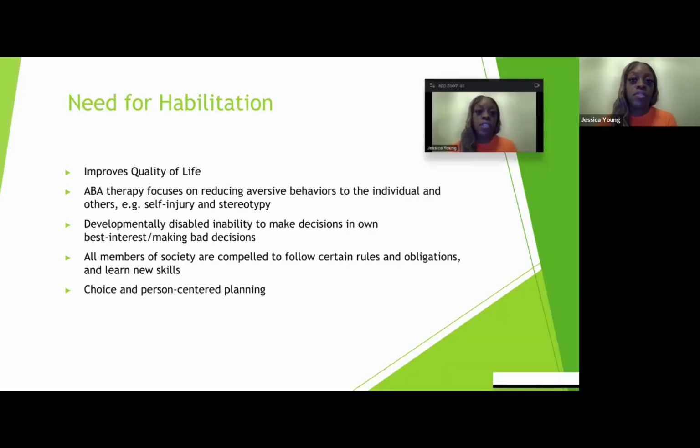Hi, today I'll be talking about the need for rehabilitation. Rehabilitation is not just about teaching skills, it's about empowering individuals to lead independent, fulfilling, socially integrated lives. It enhances quality of life, reduces harmful behaviors, builds decision-making skills, and promotes self-advocacy. There are 5 key aspects for why rehabilitation is not only beneficial, but also essential to personal growth and community inclusion. The first point is to improve quality of life.